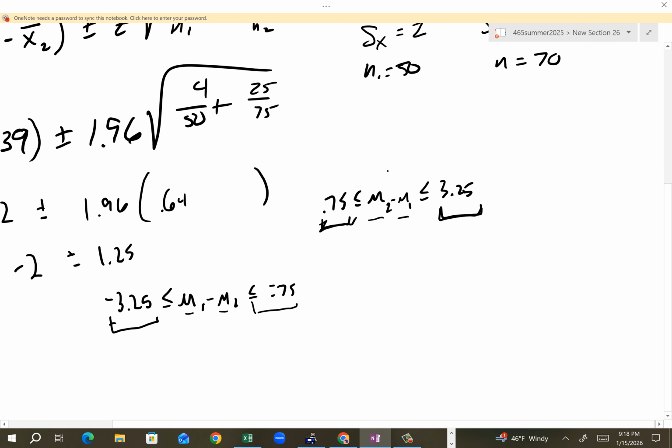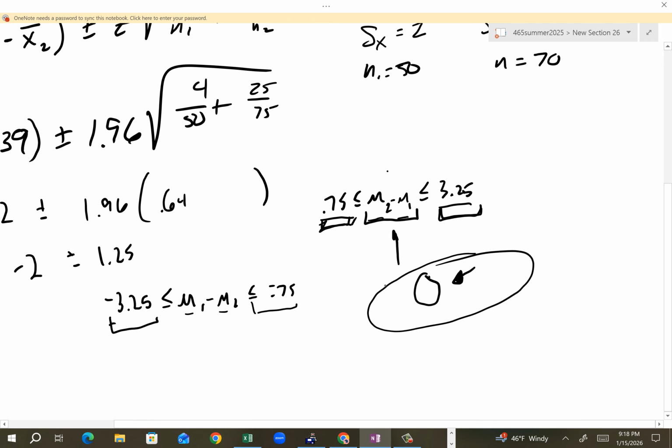Please note that there is a number, our good friend, 0. He's a hot little number. I like that guy. Look at 0. Do you notice that 0 is not in here? We are 95% sure that the true difference is somewhere between 0.75 and 3.25, or the negatives. Either one, doesn't matter. But you know what it's not? It's not 0. What we're saying is that there is a significant difference between these two.